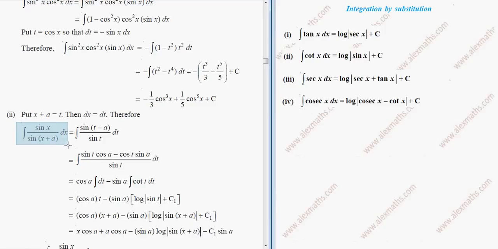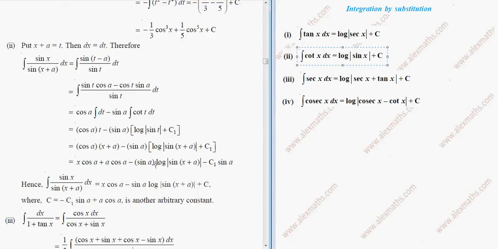Integration of sin x by sin x plus a. I'll take the inner function as t. Then x will be t minus a, that I'll replace in the numerator x. Then after that, expand using the sin a minus b formula, and divide individually. Okay, after division, this cos a is a constant, we can take it out. So integration of dt is only t, and integration of cot x, which we discussed here, is log of sin x. So substitute, then replace the t.